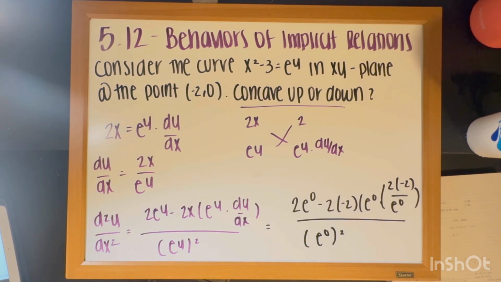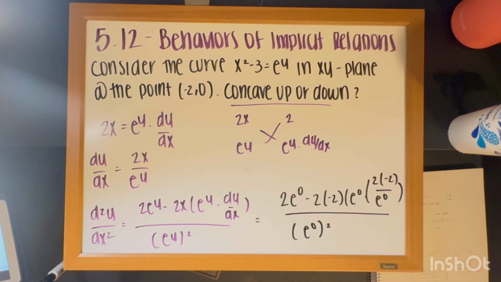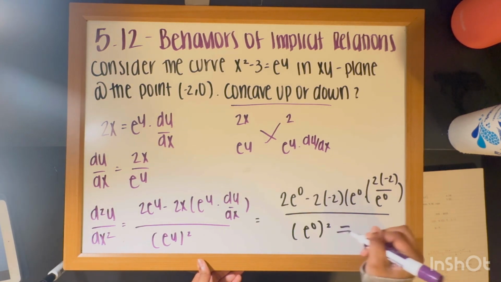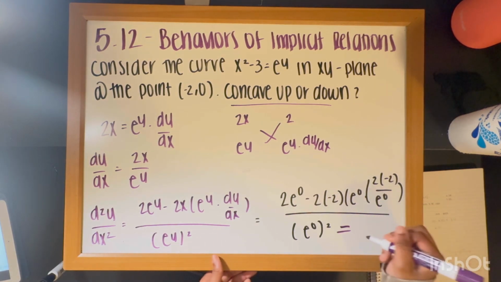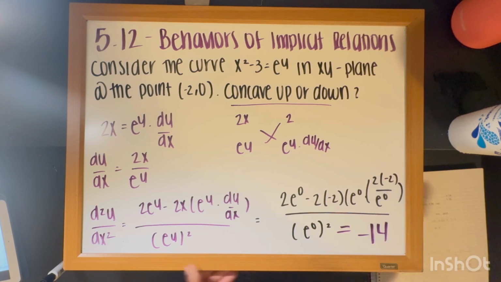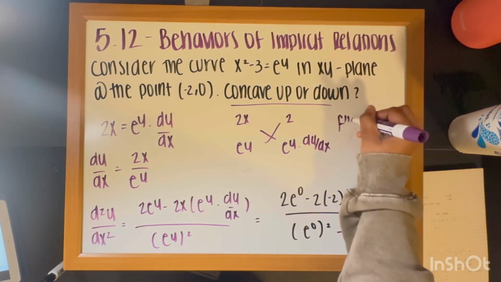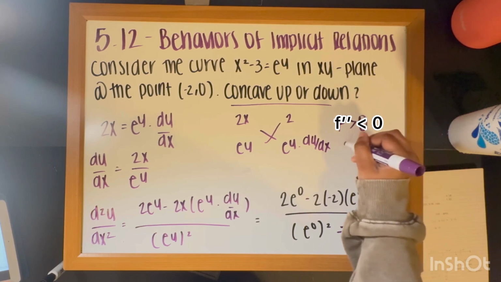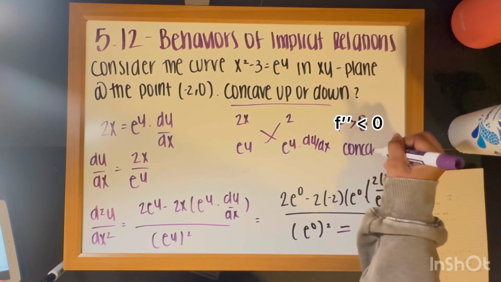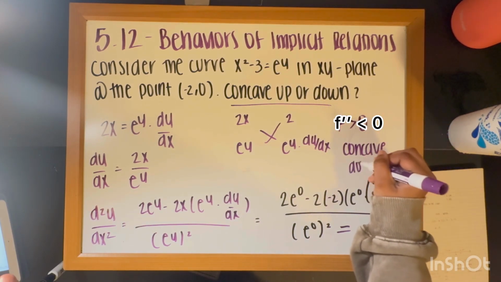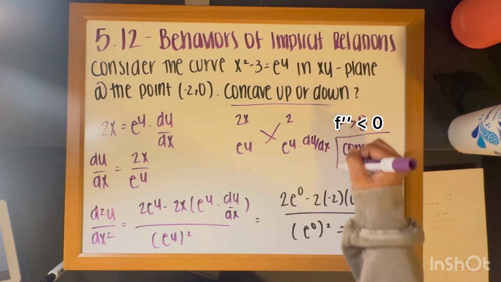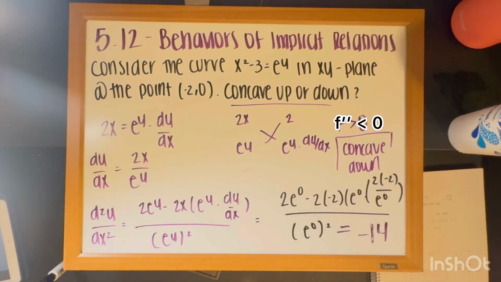And then I would just simplify this. So let's simplify this behind camera. So after solving this behind camera, I got that my second derivative equals negative 14. And so we know if f double prime is less than 0, then we have concave down. And we found our answer.